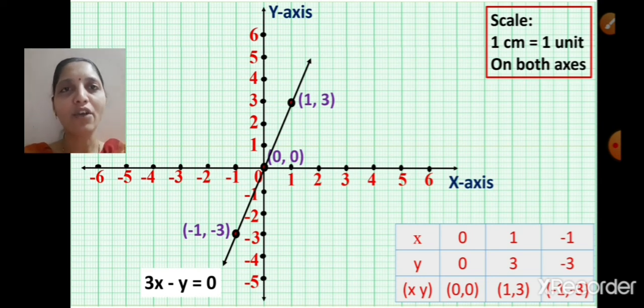So this way you have to solve this type of question. So with this we have completed practice set 7.2. 2 more equations are there that you have to solve in your notebook, okay, in your graph book.